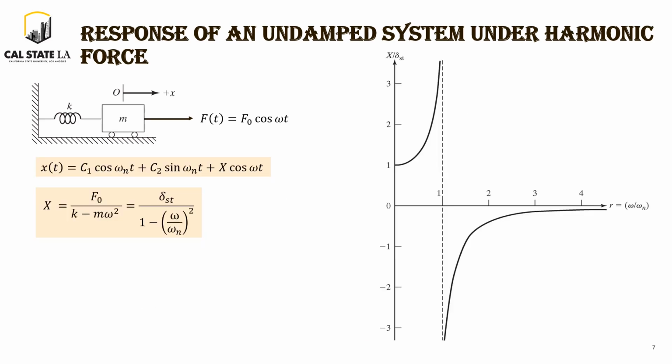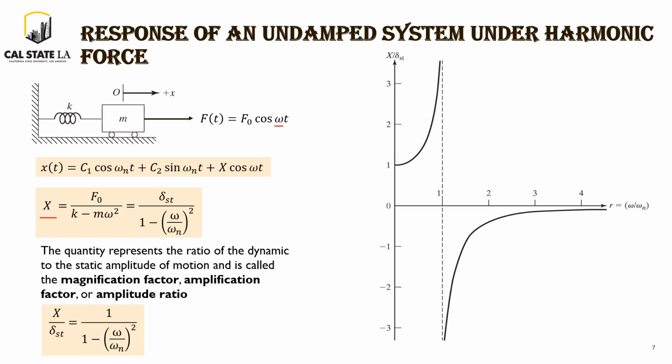Let's look at how the magnitude of the particular response changes as omega changes. Here we have a definition of a magnification factor, which we can also call the amplification factor or amplitude ratio. The amplitude ratio is defined as x over delta st. From the above equation, we can find that it is equal to 1 over 1 minus (omega over omega n) squared. And there are three different cases.